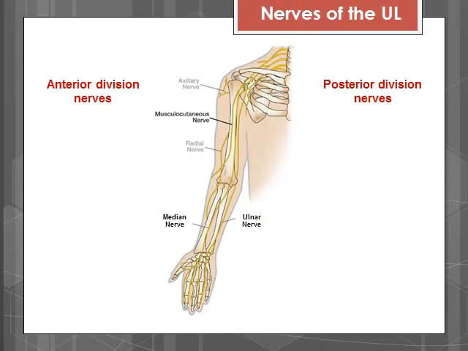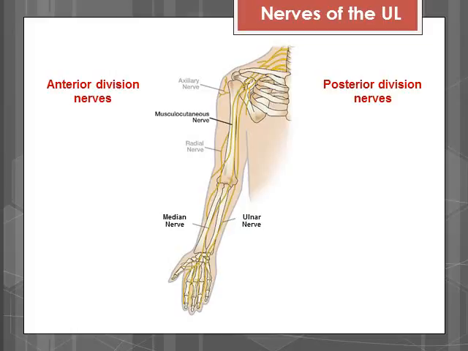Regarding the distribution of the branches of the brachial plexus to the upper limb, briefly, we have anterior division nerves and posterior division nerves. The anterior division nerves or branches means the branches of the lateral and medial cords of the brachial plexus. The posterior division branches means the branches of the posterior cord of the brachial plexus. The anterior and the posterior divisions of the brachial plexus coincide with the limb compartments.